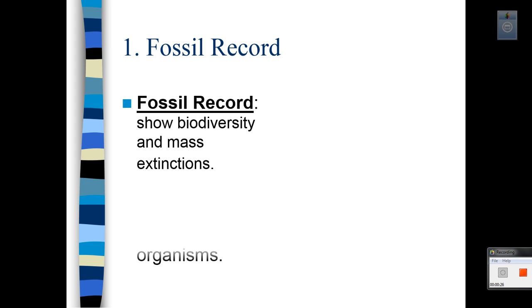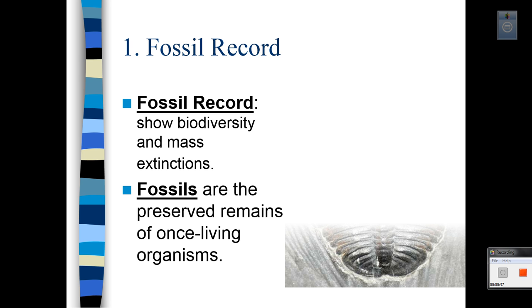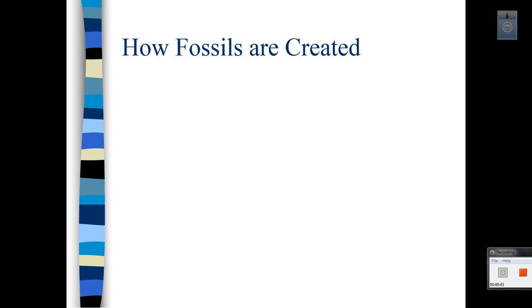the rock. Fossils are the preserved remains of once living organisms, so things like dinosaur bones or woolly mammoth carcasses or bugs trapped in amber are going to be fossils. This is an ancient trilobite fossil that has been preserved as what we would perceive as rock.